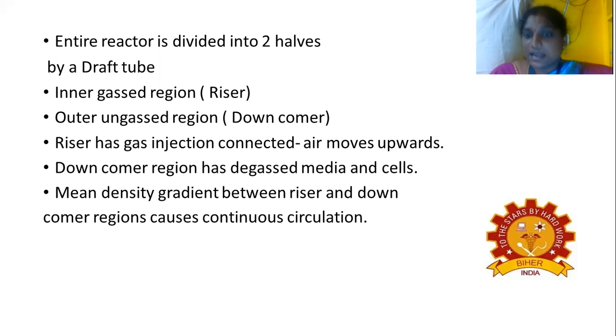The riser will be spreading the pressurized air. How does the riser employ the air? It has a gas injection connected so that the air will be moving upwards, whereas the downcomer region has degassed media and some cells. The mean density gradient between the riser and the downcomer regions will cause this continuous circulation.